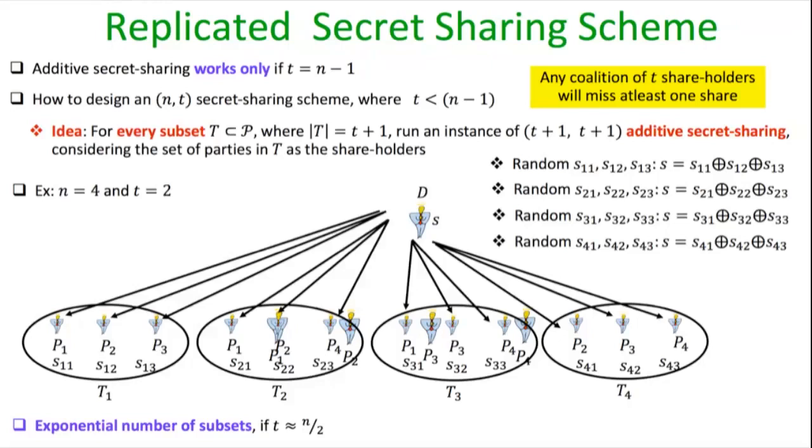So here the example is n equal to 4. So you have 4 shareholders and you want to design a secret sharing with threshold t equal to 2. That means you want to distribute the secret among those 4 shareholders in such a way that if any subset of 3 shareholders come together, they should be able to get back the secret. But if only 2 shareholders pool together their shares, they should not be able to get the secret. So as I said here, what I'm going to do is divide the 4 participants, P1, P2, P3, P4, into various groups of 3.